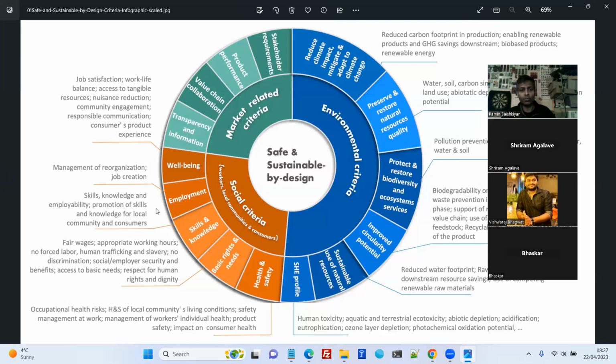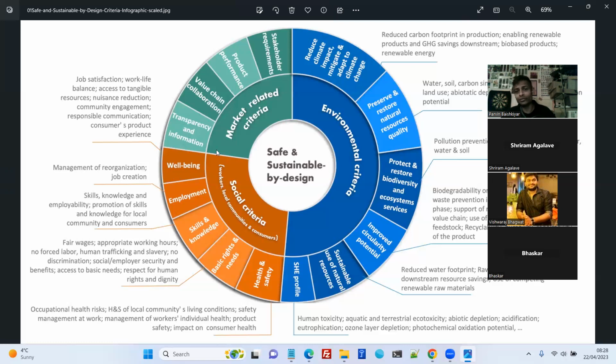Management reorganization, job creation, employment, well-being, job satisfaction, work-life balance, access to tangible resources. These are some of the social criteria. It covers not only your employees, but also the area you work in and consumer benefit, not only by giving the product. In the name of giving the product, you're not destroying the world, right? And destroying their life as well in the process.